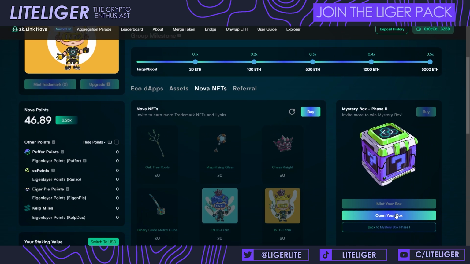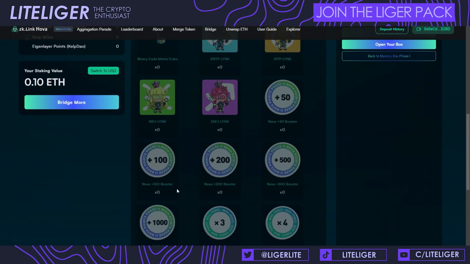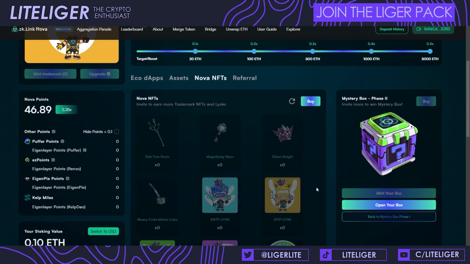Oh yeah, just forgot this thing. You also are going to be getting these boxes when you are going to be depositing here. So these are going to be giving you extra bonus, and you're going to be selling these for Ethereum as well. So that's kind of cool.